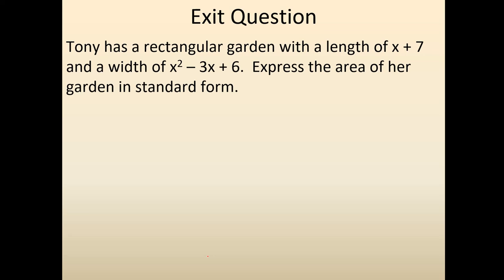So here's the exit question. Tony has a rectangular garden with a length of x plus 7 and a width of x squared minus 3x plus 6. I want you to express the area of the garden in standard form. So think about how we would find the area if we had numbers, and then replace that with these expressions. All right, so put your answer here.